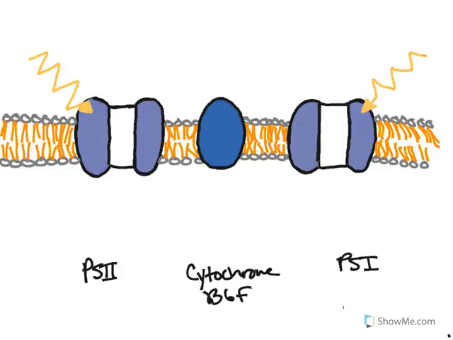Cytochrome B6F is a lot like our cytochrome C in the electron transport chain. We'll talk about that in a little bit. Our light-dependent reactions are kind of the opposite of what we do in the electron transport chain. At the end of the electron transport chain, we're reducing water, but at the very beginning of our light-dependent reactions, we're going to be oxidizing water.